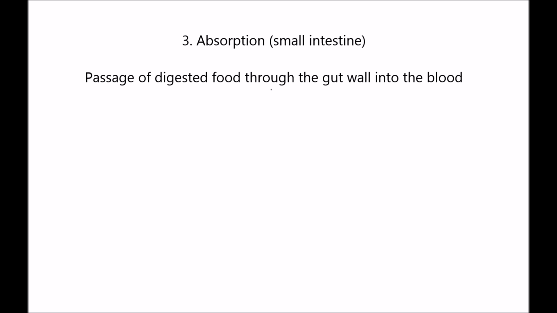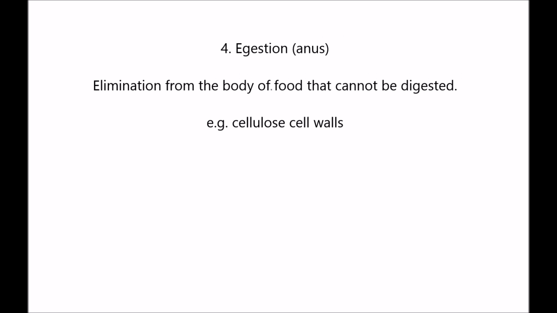The third part of digestion is absorption. This occurs in the small intestine. It is the passage of digested food through the gut wall into the blood. And the final and fourth part of digestion is egestion. This happens in the anus.